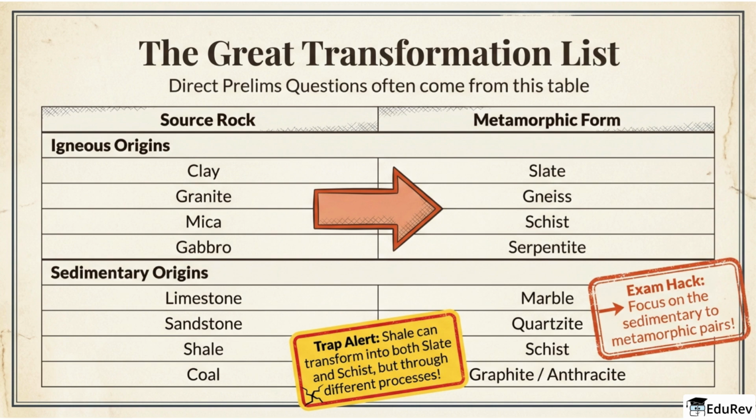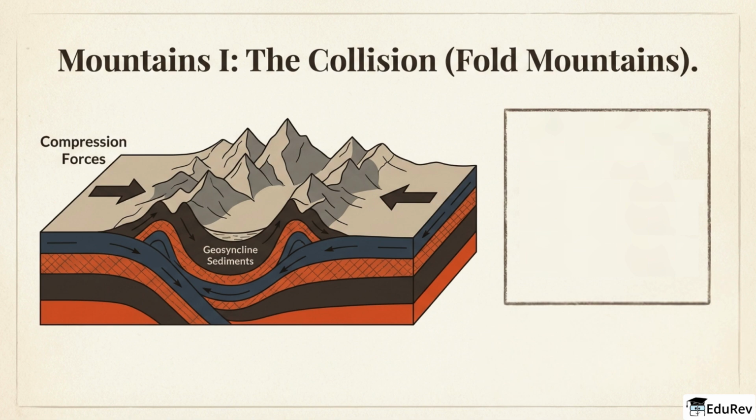Now we shift from materials to landforms. Now that you know what the Earth is made of, let's see what the Earth builds. First type: fold mountains created by collision. The diagram shows compression forces pushing inward. Sediments in a geosyncline get folded and uplifted. Key facts are listed clearly.